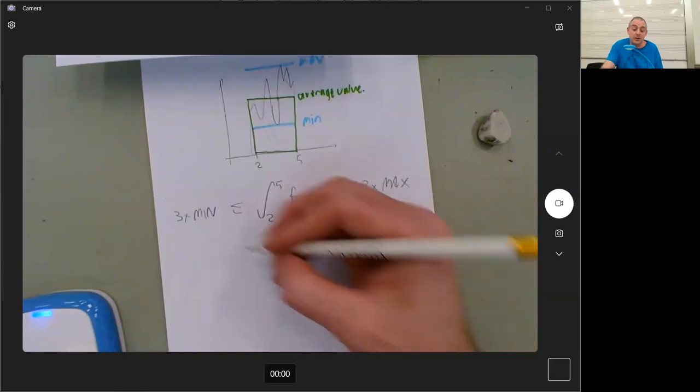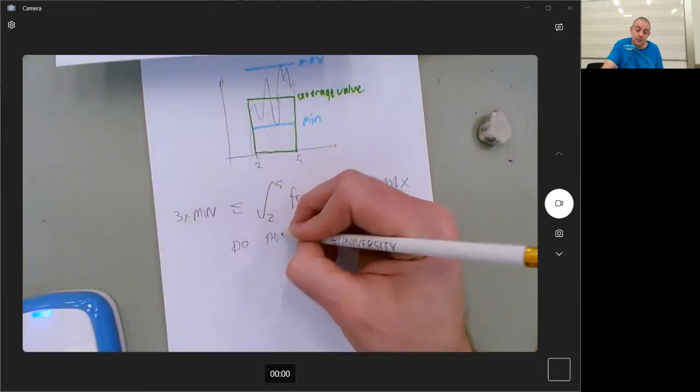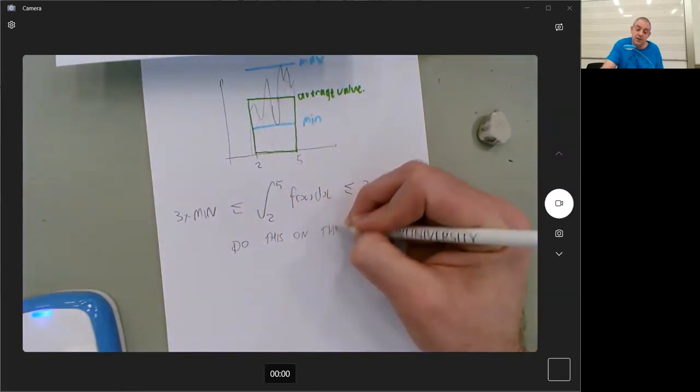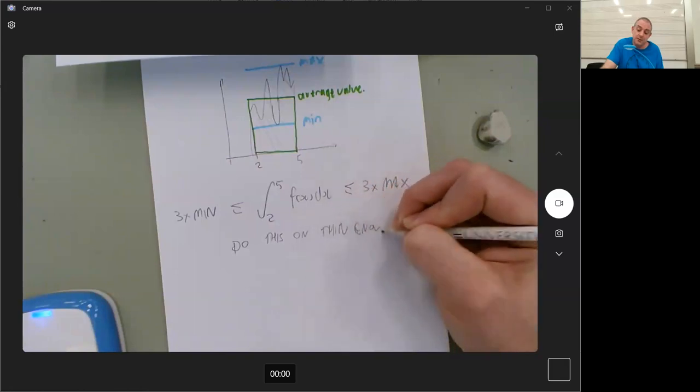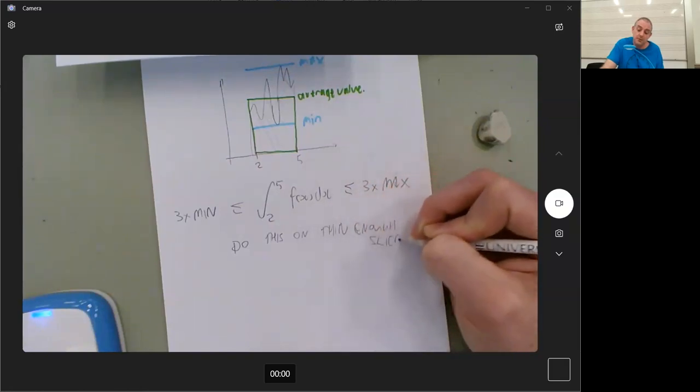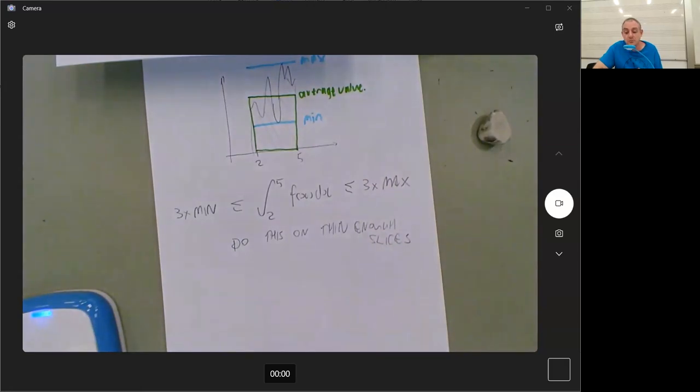So if I do this on thin enough slices, I will get the answer I want. That is the idea of what these upper and lower sums are about. But you have to add up all the slices to get the total area. There is in fact nothing stopping you from choosing slices of different widths. But the thing that does stop you is it's just harder.